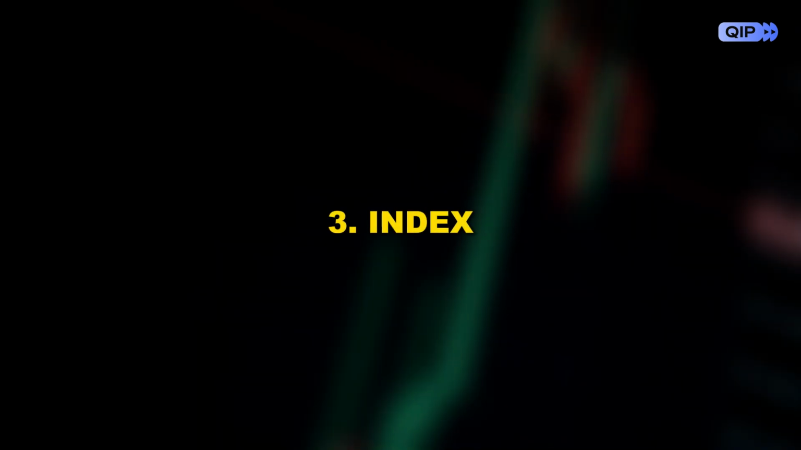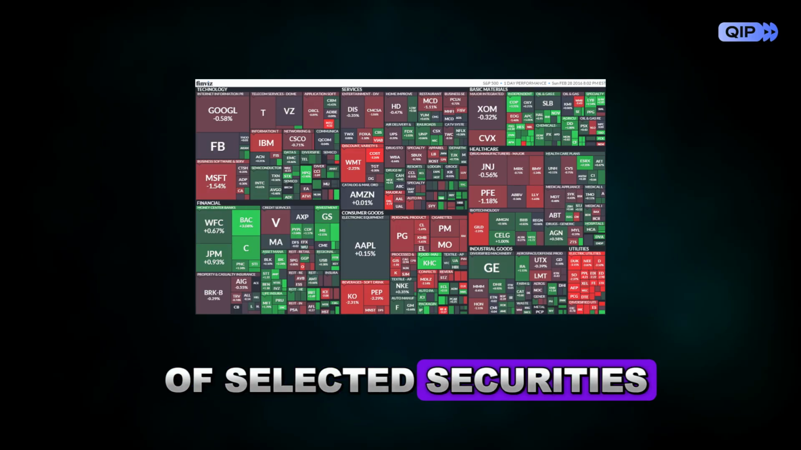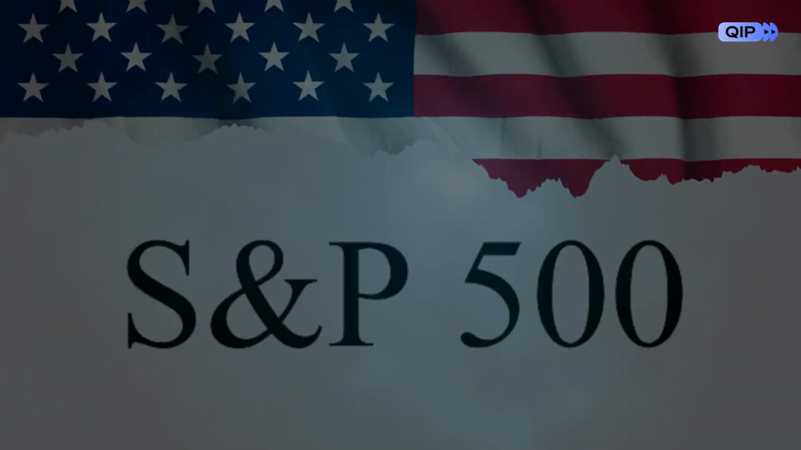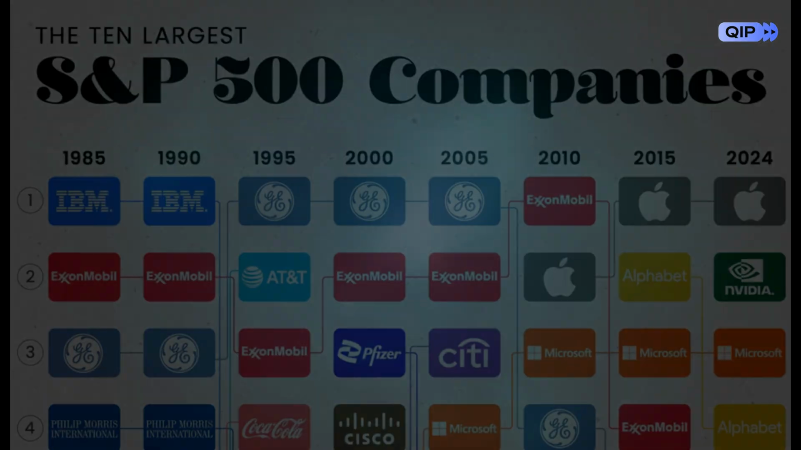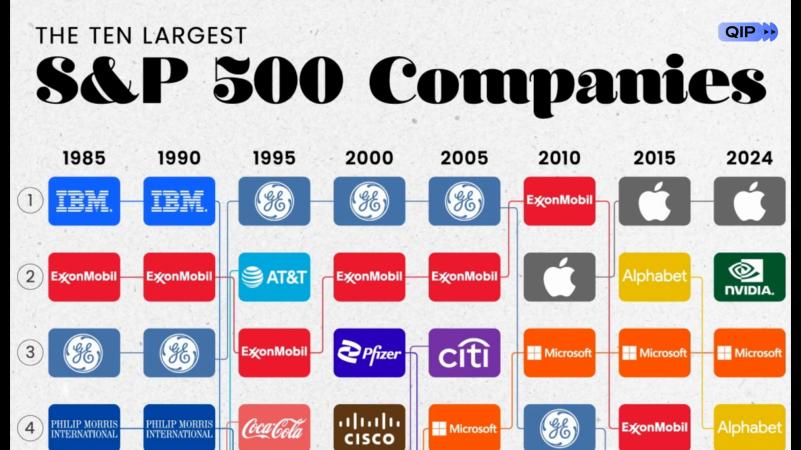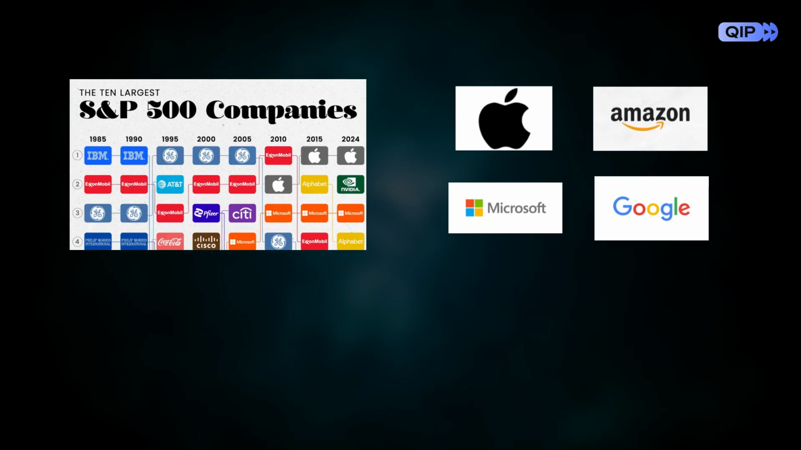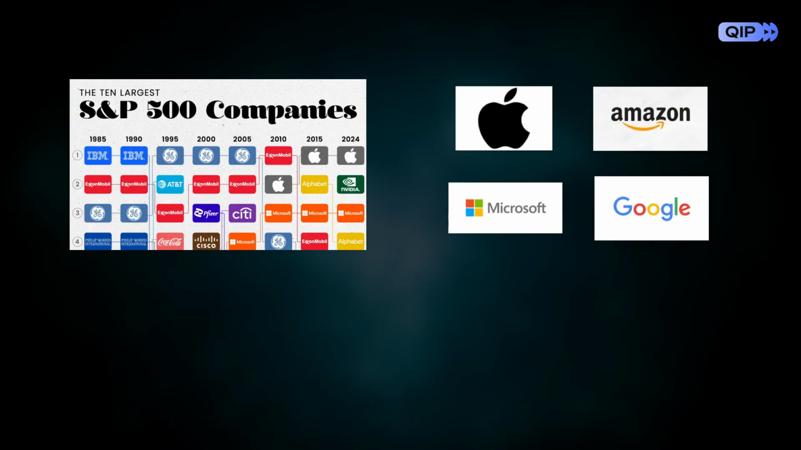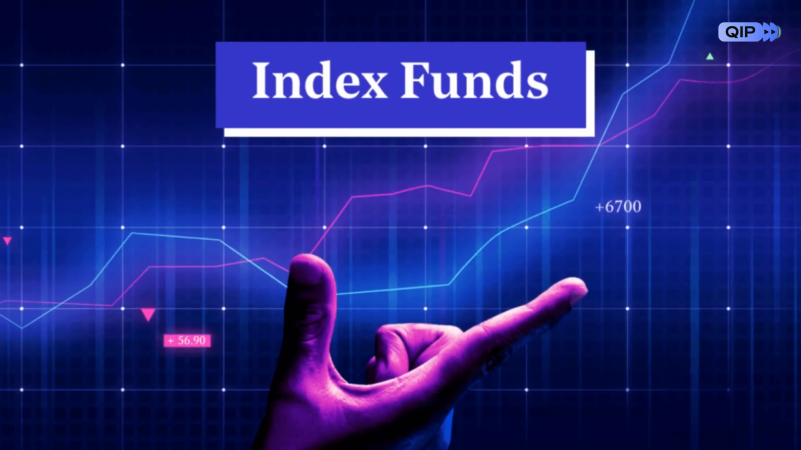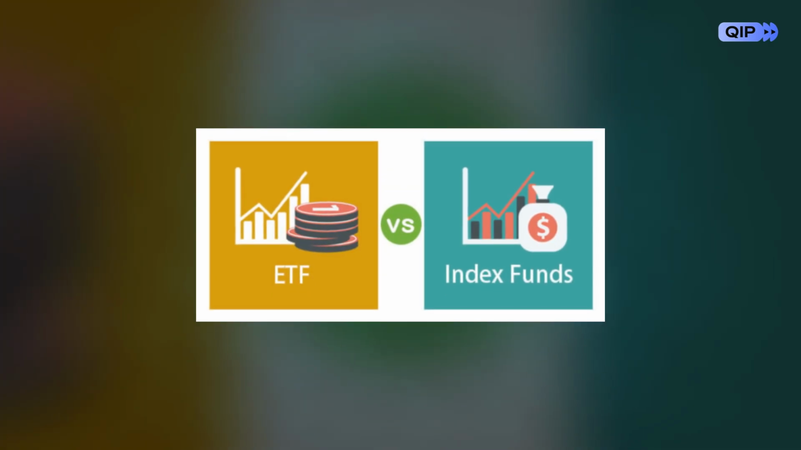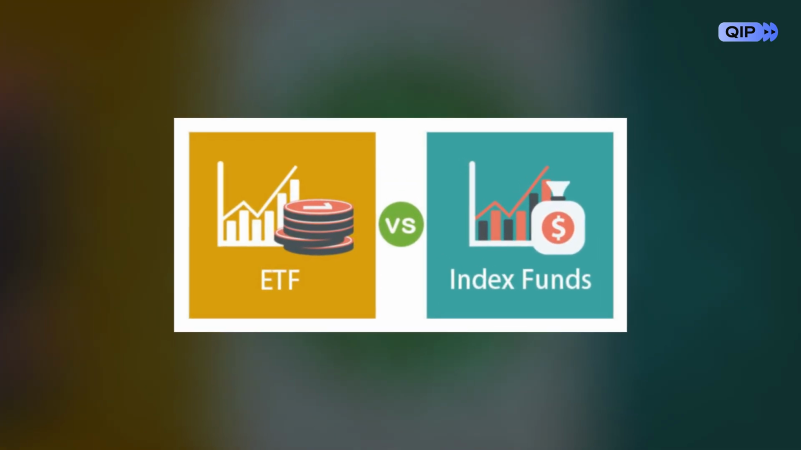3. Index. An index is a group of selected securities that represents the performance of a specific market or sector. The S&P 500, for instance, tracks the 500 largest publicly traded companies in the U.S., like Apple, Amazon, Microsoft, and Google. If the S&P 500 goes up, it usually means the overall U.S. market is doing well. Indexes are also useful because you can invest in them through index funds or ETFs, making diversification easier for everyday investors.